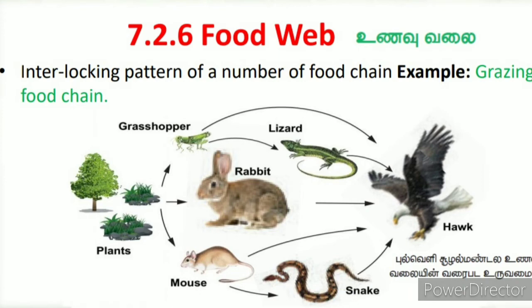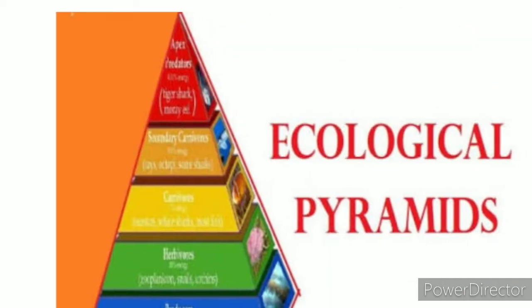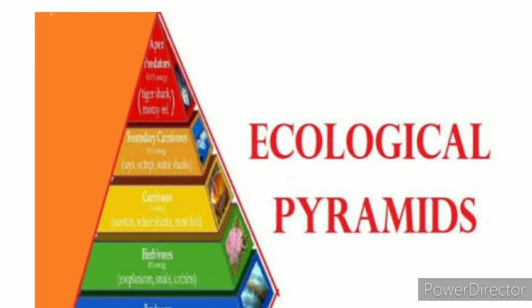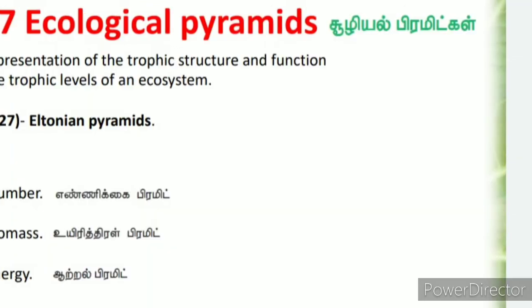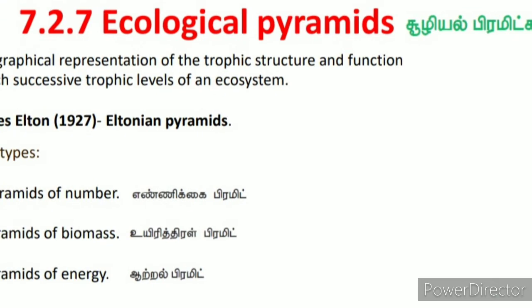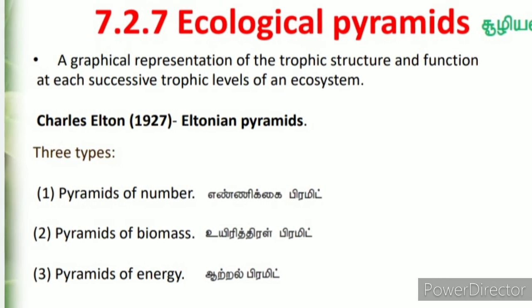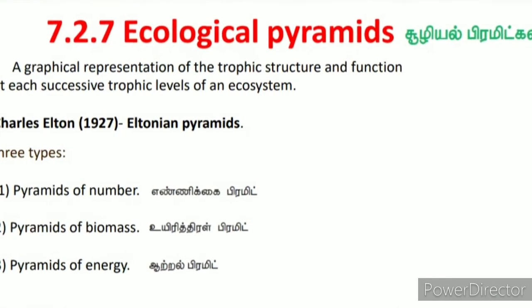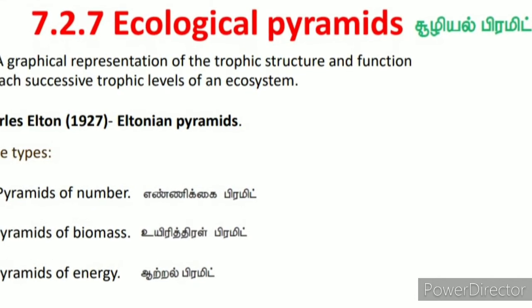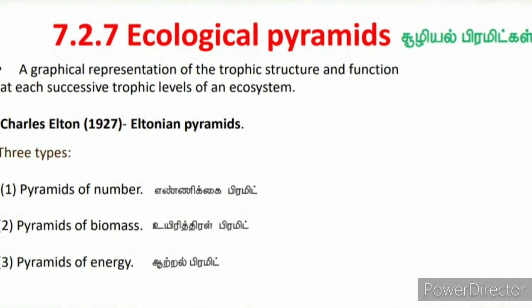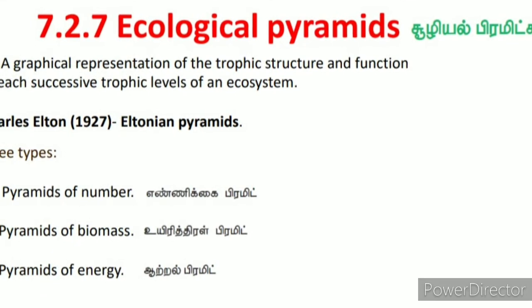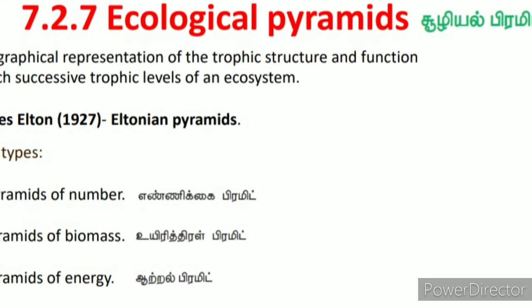Interlocking pattern of a number of food chains is called a food web. Example: grazing food chain. Next topic is ecological pyramids. A graphical representation of the trophic structure and function at each successive trophic level of an organism. The concept of ecological pyramids was introduced by Charles Elton in the year 1927.